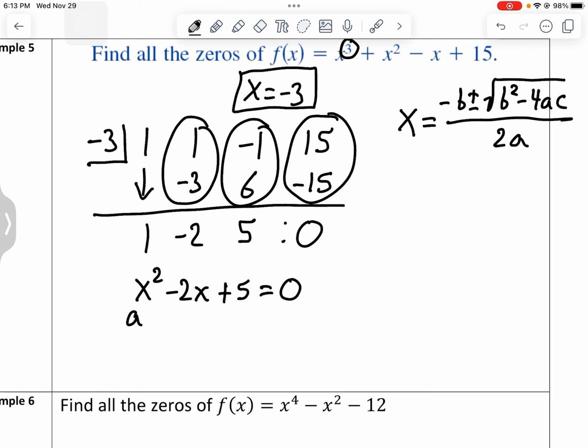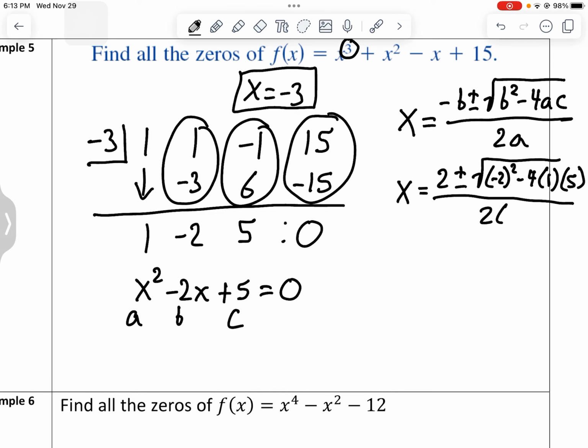All right, so this is our A, B, and C. So we would get x equals +2 plus or minus the square root of -2 squared minus 4 times 1 times 5, all over 2 times 1. Then what we're going to see is it's 2 plus or minus, and however you get this, if you want to type it in your calculator or do it out by hand, it ends up being -16 over 2.